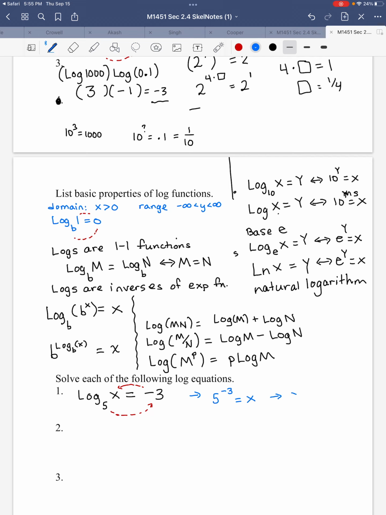I can go a little bit further. 5 to the -3 means 1 over 5 cubed. 5 times 5 times 5 is 125. So this has as its answer, x is equal to 1 over 125. So one way to try to solve a log equation is just to change it to its exponential form.